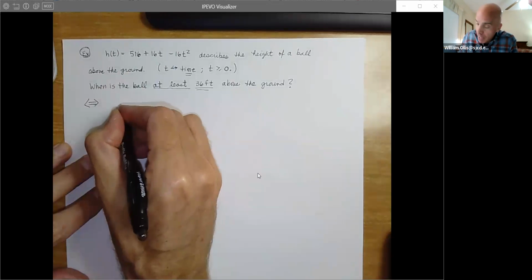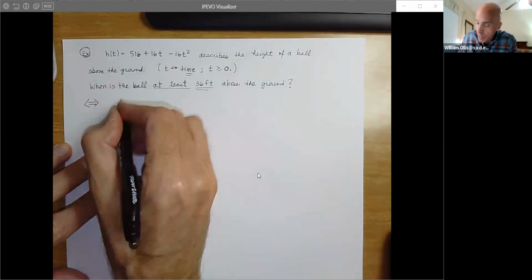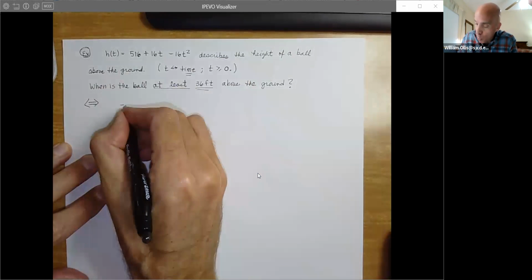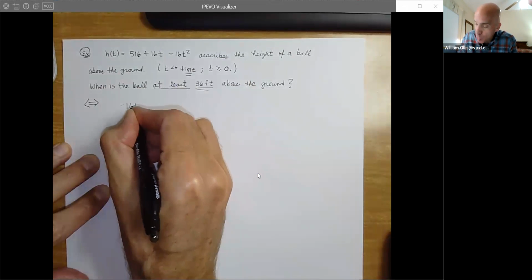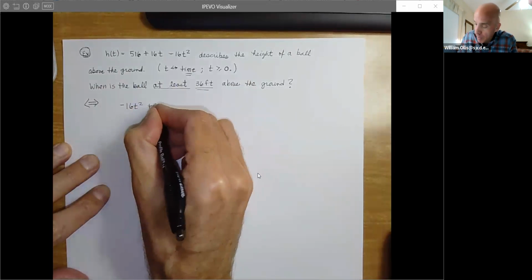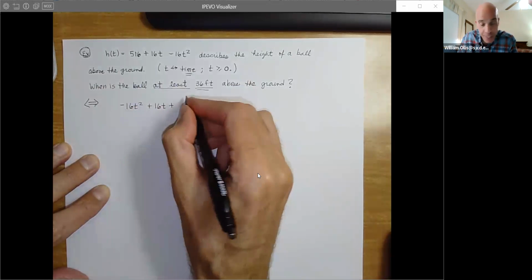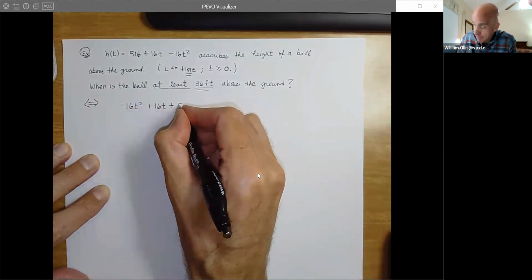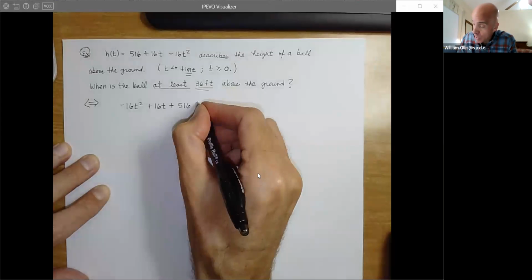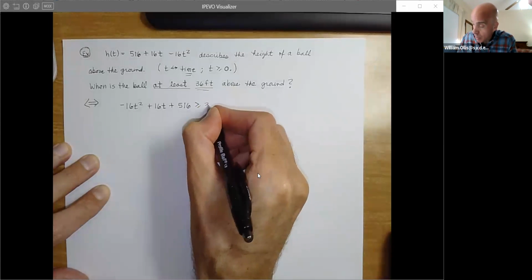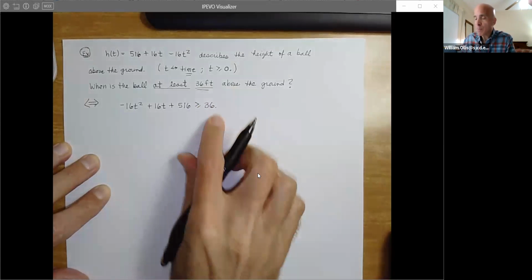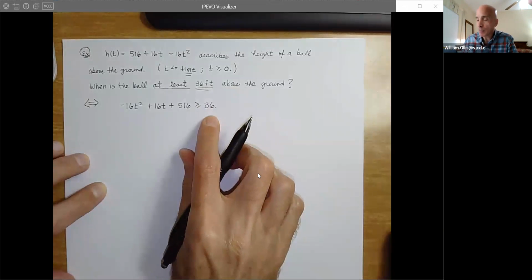So we have, if you want, we can go ahead and write this in descending order. Negative 16t squared plus 16t plus 516, and then at least greater than or equal to 36. So we think of the 36 as being a lower bound.